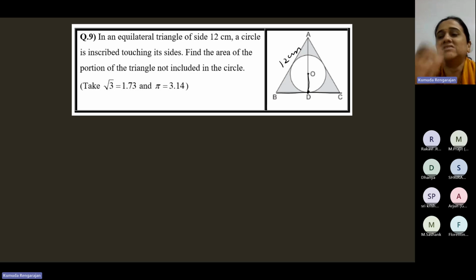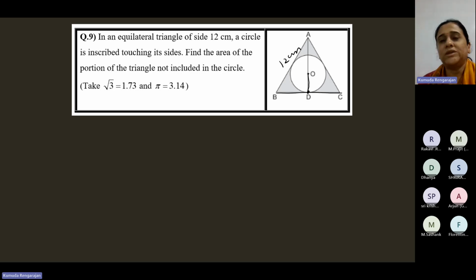That means the circle is the incircle. If the sides of an equilateral triangle are tangential to the circle, that means the sides act as tangents to the circle. If the sides are tangents to the circle, that means the circle is an incircle to the equilateral triangle. So you should draw a figure like this.